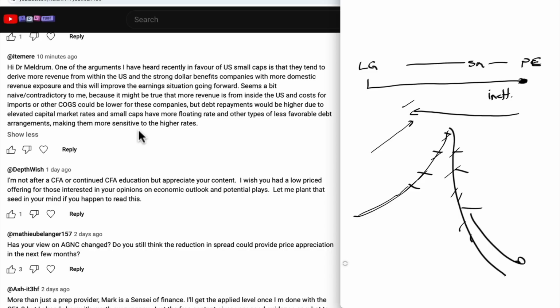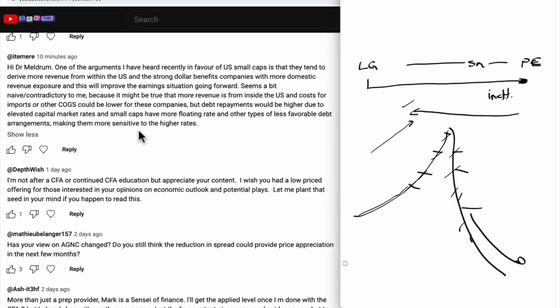And this will improve the earnings situation going forward? I don't see that. I don't see that at all. That's like arguing that a river would flow faster if we stop thinking about putting a dam in there. It wouldn't change the speed of the river just by thinking it. Seems a bit naive, contradictory to me, because it might be true that more revenue is from inside the U.S., and costs for imports or other costs of goods sold could be lower.